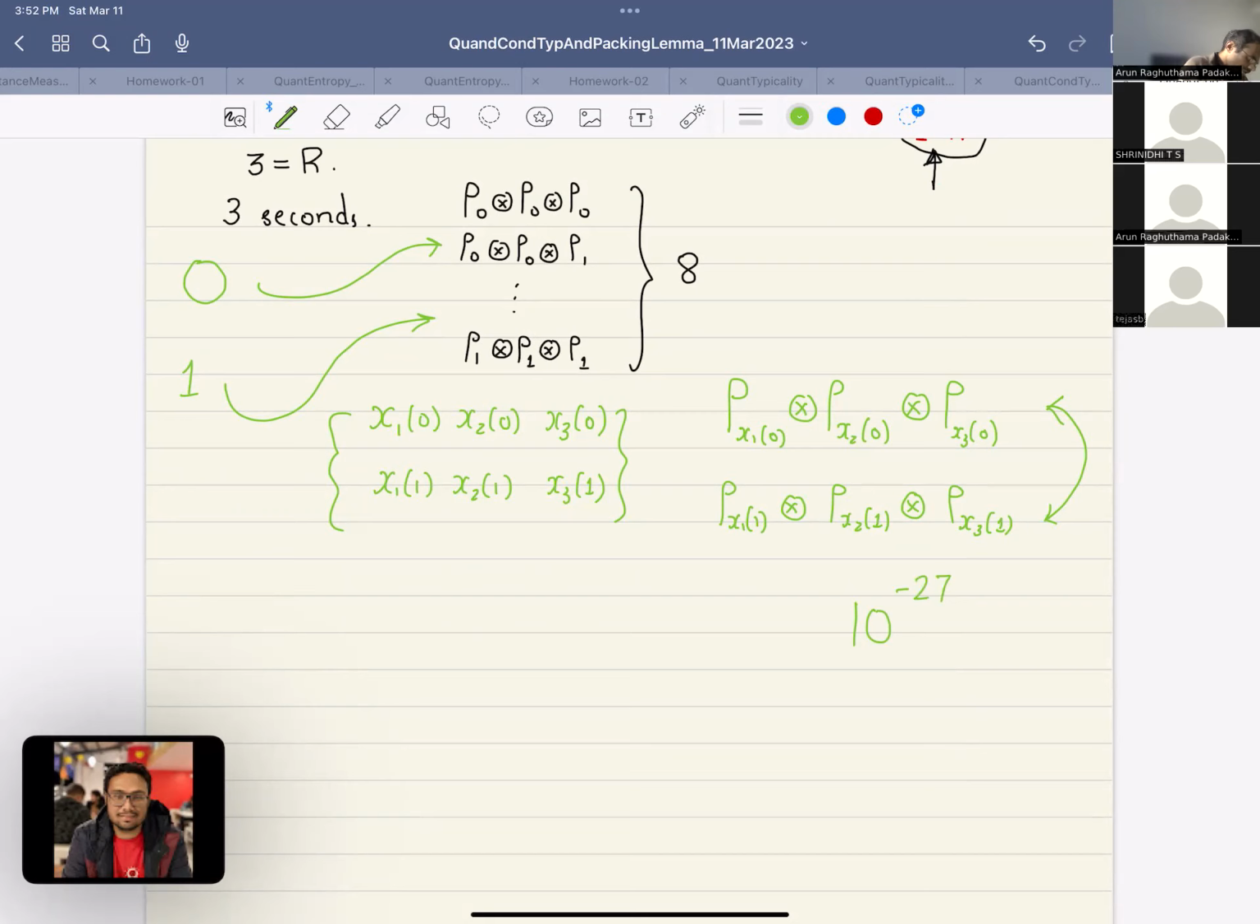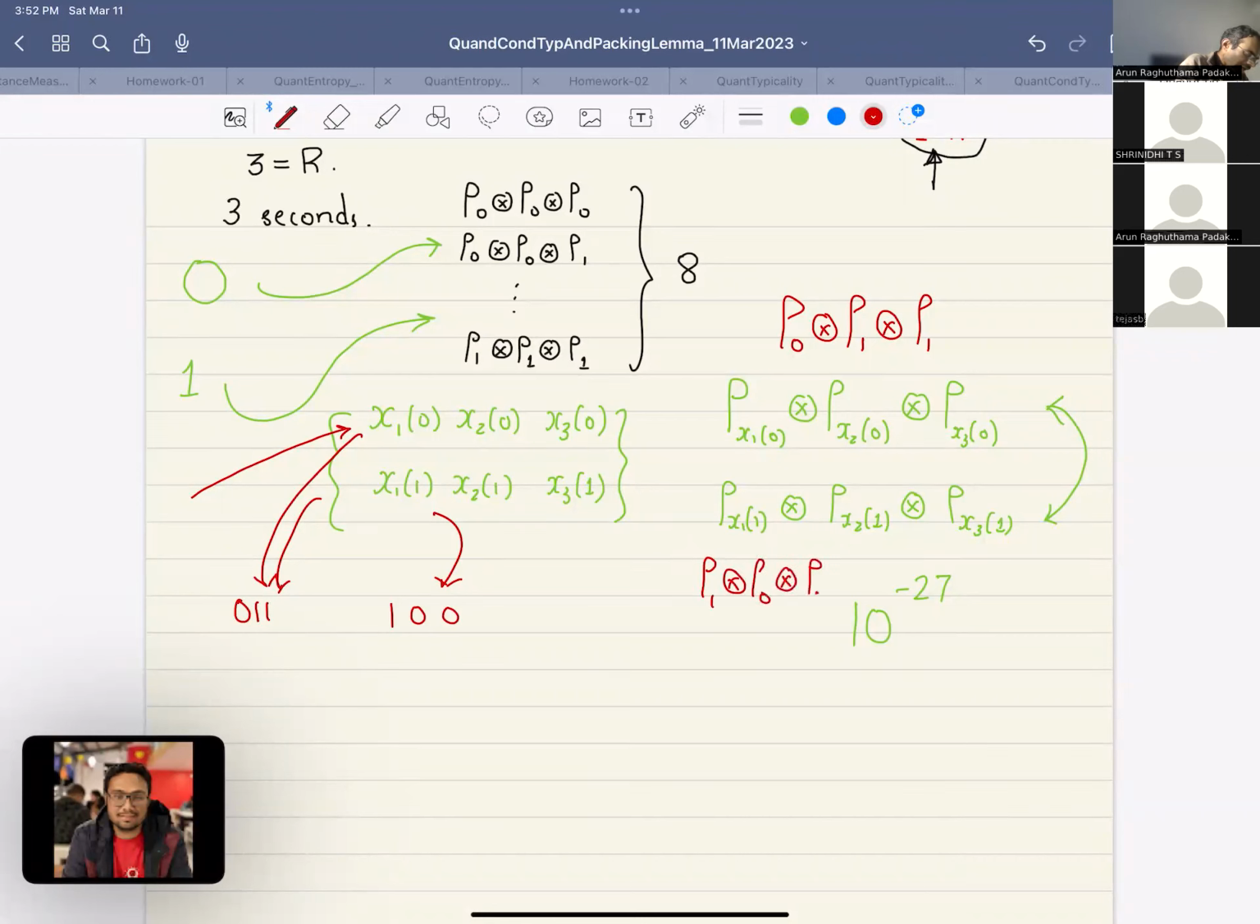If we can find three things, a possible combination could be something like 0, 1, 1 and 1, 0, 0, which means that she would have prepared row 0 tensor row 1 tensor row 1, and the other combination would have been row 1 tensor row 0 tensor row 0, and these two states should be distinguishable with an error probability of at most 10 power minus 27. Is this correct? If I am able to communicate at rate 1/3 with just one bit. Is this correct?